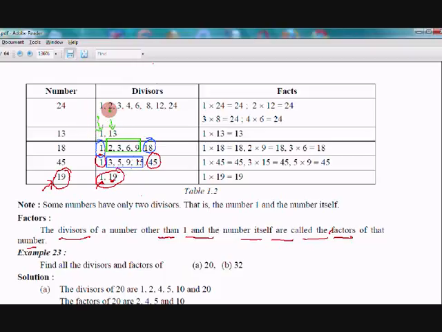Okay, just pure divisors. In 24, leaving 1 and 24, the rest, 2 to 12, are called factors. Look at that, 2 to 12 are factors. Okay, that is it.